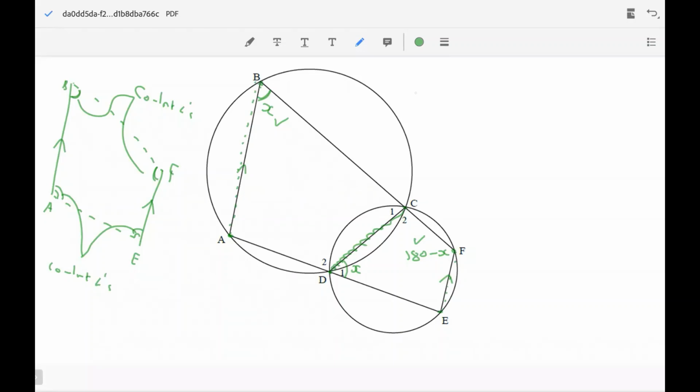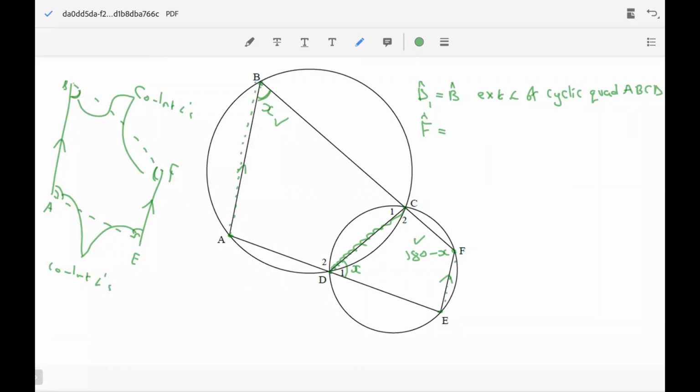So where do we start from? Angle D1 is equal to angle B. And the reason is exterior angle of cyclic quad. Since we have two quadrilaterals, it's advisable to specify the quadrilateral you're talking about, and the quadrilateral is A, B, C, D. So angle D1 equals angle B, exterior angle of cyclic quad ABCD.